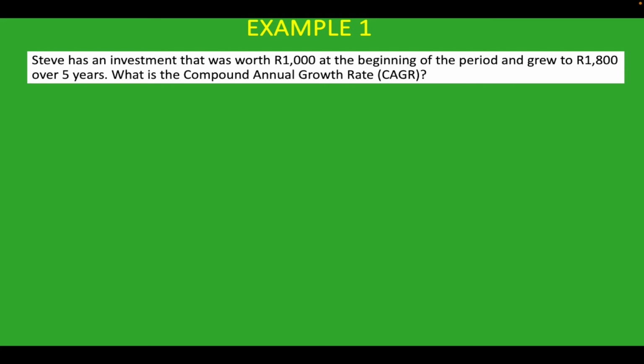So we're going to use this formula to calculate this. But even before I bring up the formula, you can see here what is your present value and what is your future value. Well, Steve has an investment that is worth 1,000 Rand at the beginning of the period.